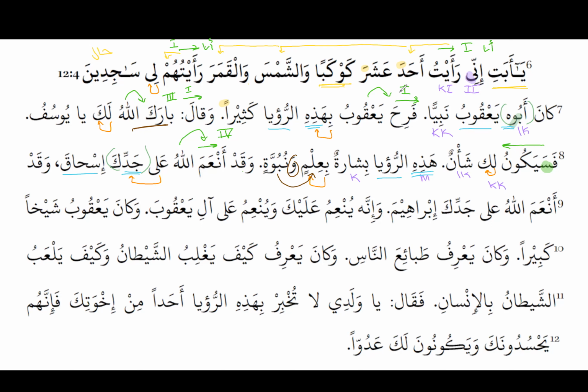وَقَدْ أَنْعَمَ اللَّهُ. So here we have the same thing. أَنْعَمَ is past tense, form 4. Allahu is our fa'il. Qad, as again, likely means certainly. Ala jaddika, same thing. So we're seeing the same structure in our sentence. Ala jaddika Ibrahima. Same thing, we have a badal.